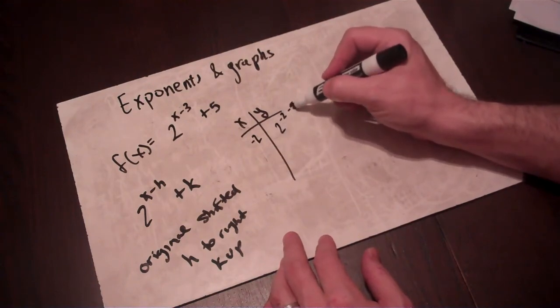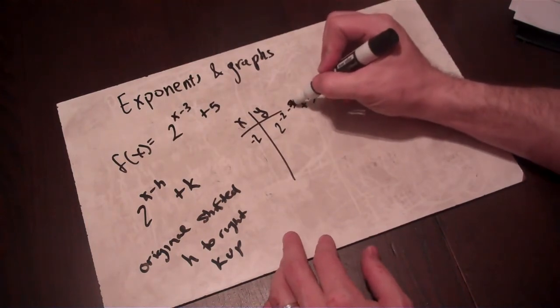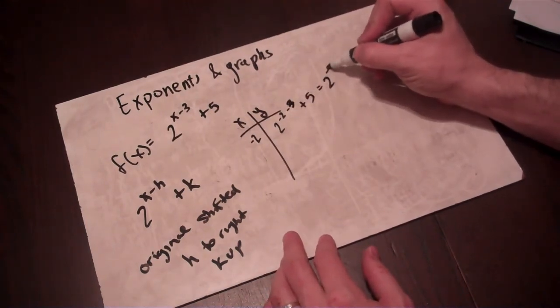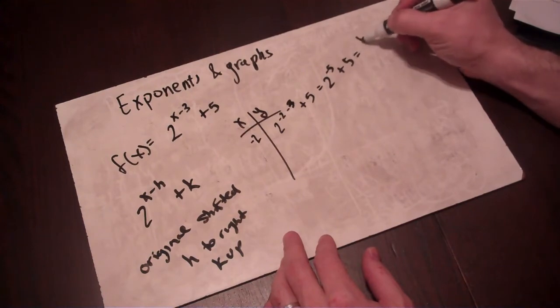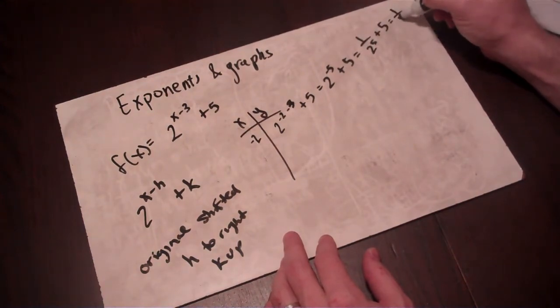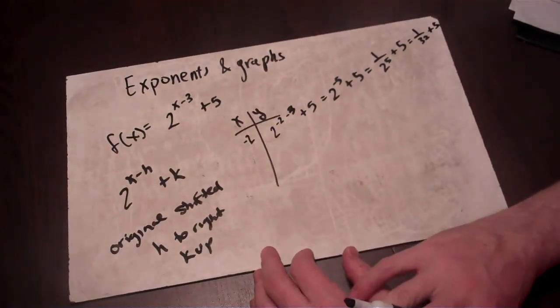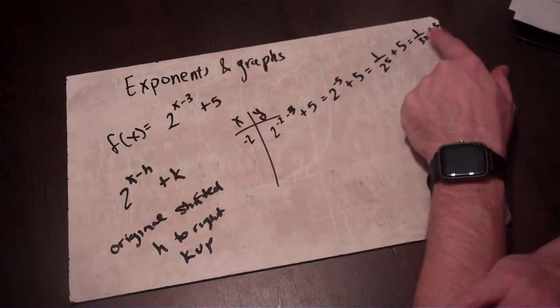-2 minus 3 plus 5, which is equal to 2 to the -5 plus 5, which is equal to 1 over 2 to the 5th plus 5, which is equal to 1 over 32 plus 5. Something very, very small, bigger than 5. But that's kind of a pain.